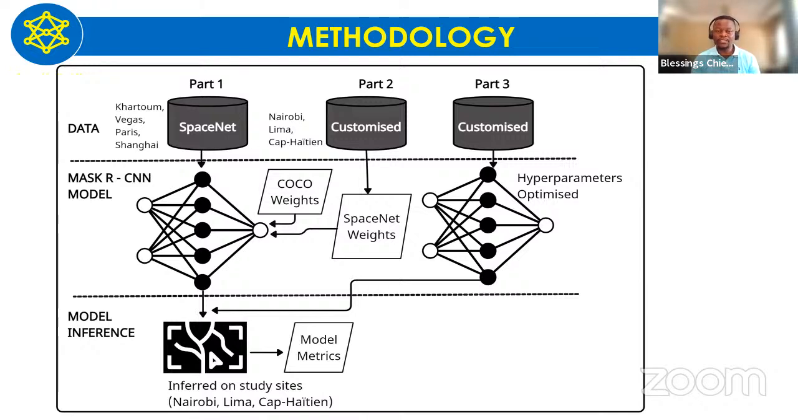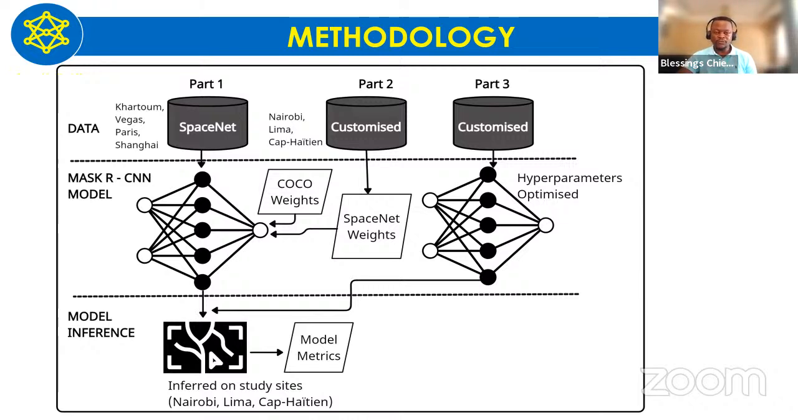In the second part, I went on to my study area, which had 3 unplanned settlements: one in Nairobi, Kenya, another in Lima, Peru, and the last one in Cap-Haïtien in Haiti. I also made a customized data set from these settlements, meaning I digitized the buildings and put the labels there, trained also using the Mask RCNN, and then did the model inference. And the last part, I started to customize this model in terms of fine-tuning what we call hyperparameters, to see how it performs after those have been optimized. So in essence, that's the methodology that you are seeing here.